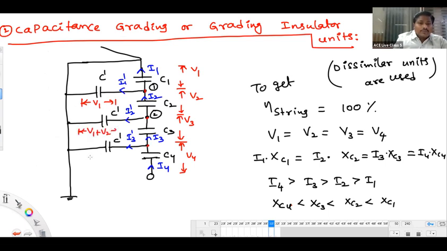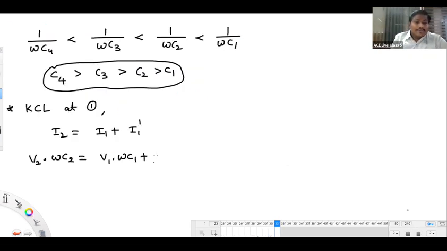And what is this voltage? V1 plus V2 plus V3, you can say. What's I1 dash? V1 omega C dash. This is V1 omega C dash. Like this, I1 dash is V1 omega C dash.